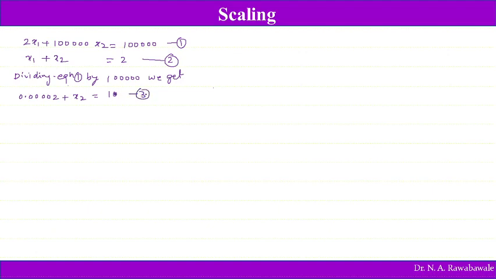Now solving equation number 3 and equation number 2. Equation number 3 is 0.00002 x1 plus x2 is equal to 1. And equation number 2 is x1 plus x2 is equal to 2. So equation number 1 is reduced to equation number 3 by dividing the complete equation by 1 lakh.